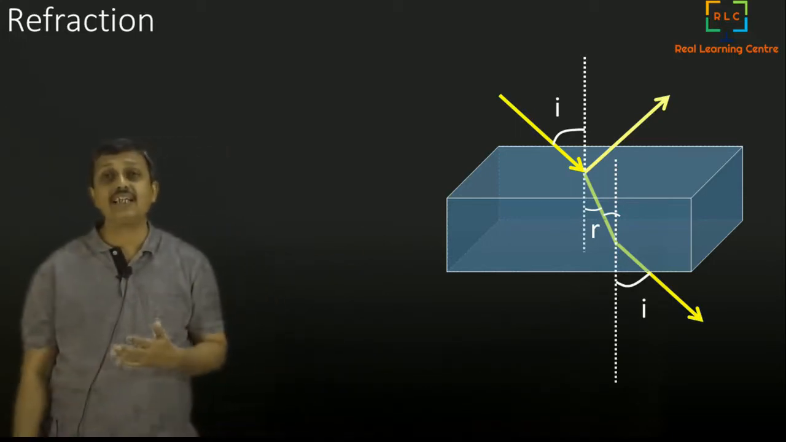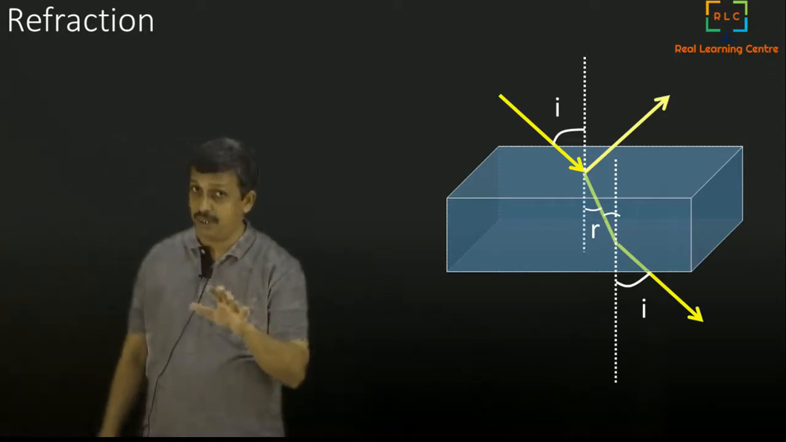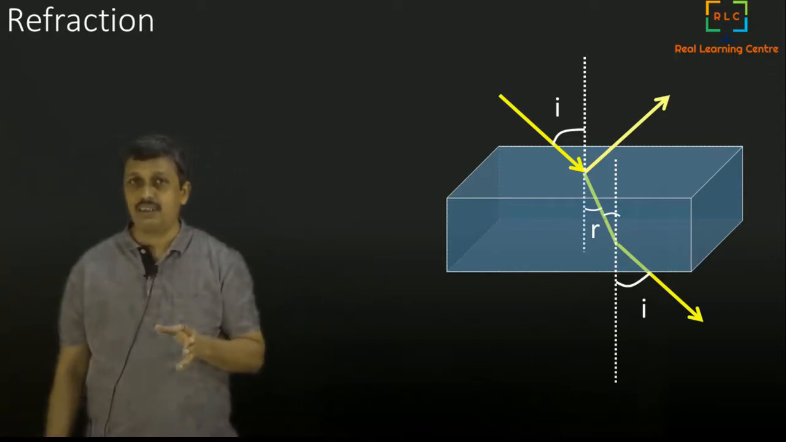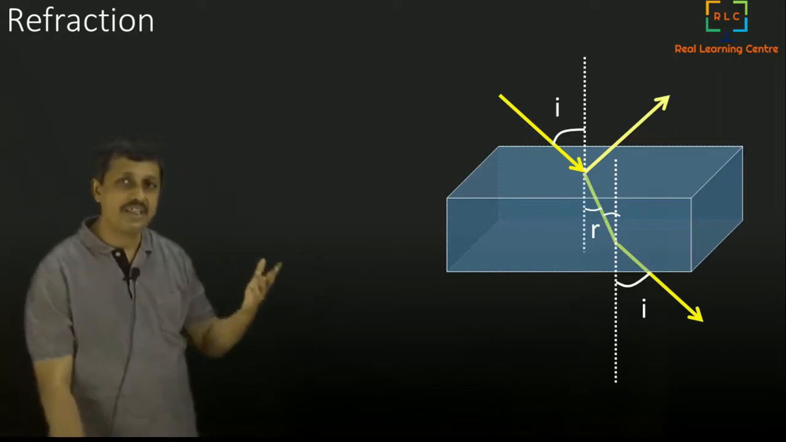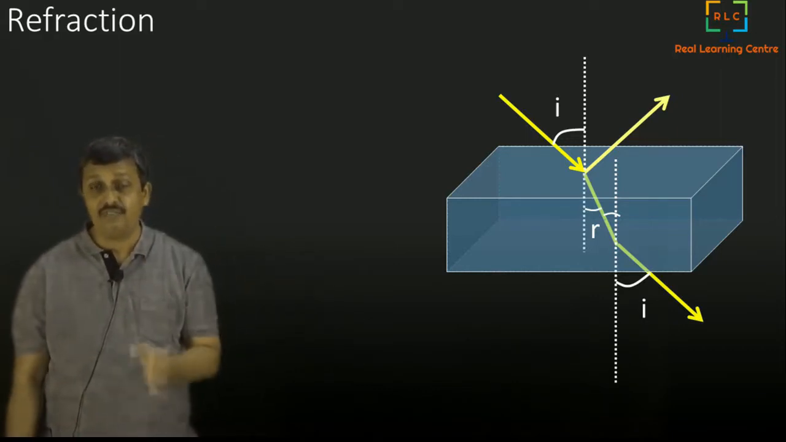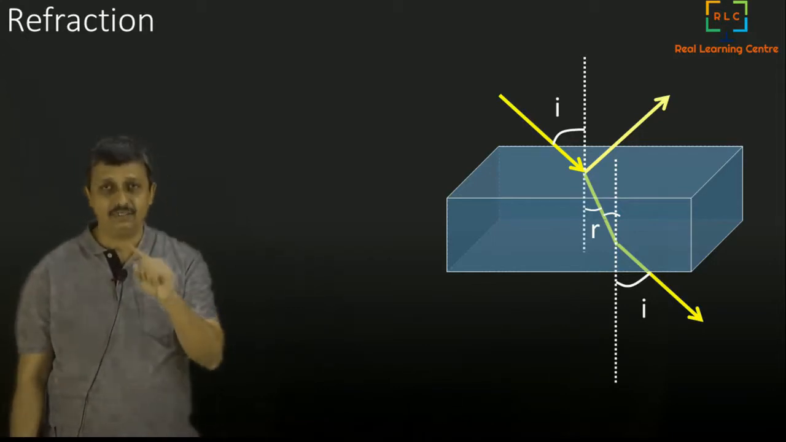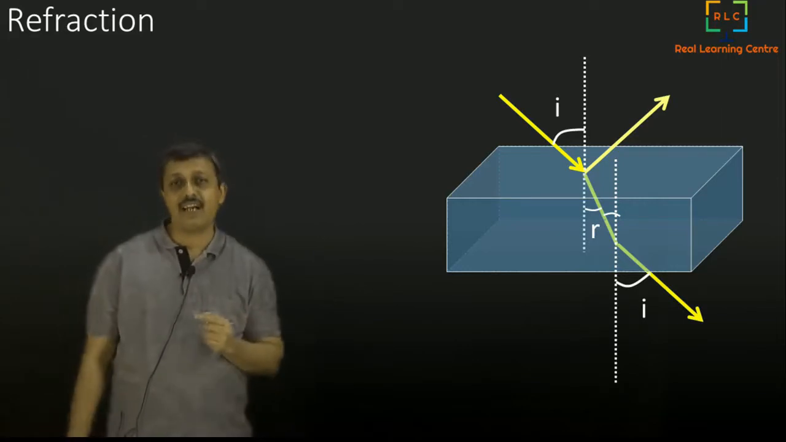So whenever a light ray goes from one medium to the other medium, that is when the refraction happens. If light is traveling in the same medium, it will not bend, it will always go in a straight line. Whereas when the light goes from one medium to the other medium, it bends. Okay? So that is what is called as refraction.